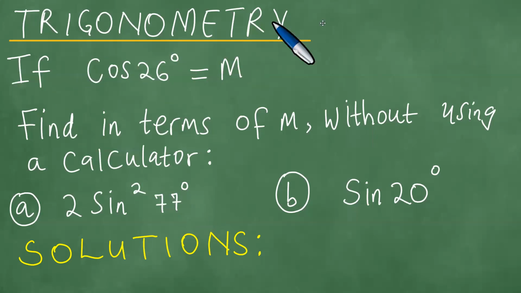Right, we are focusing on trigonometry, and we are given the following question. If cosine of 26 degrees equals m, find in terms of m without using a calculator: in part A, 2 sine squared of 77 degrees, and in part B, the sine of 20 degrees. We present the solutions to both parts, A and B, in a step-by-step fashion as follows.